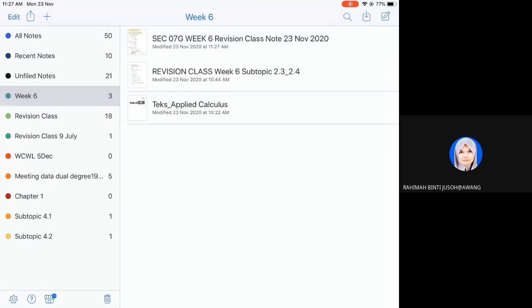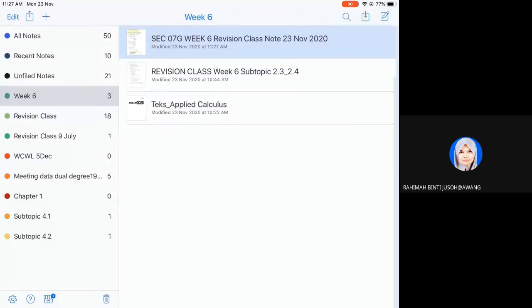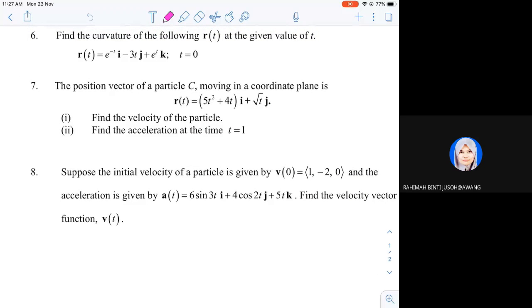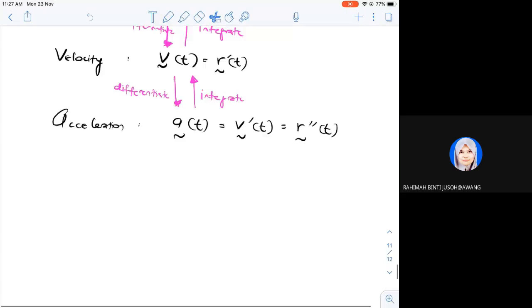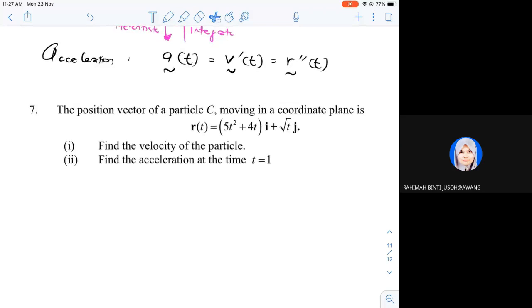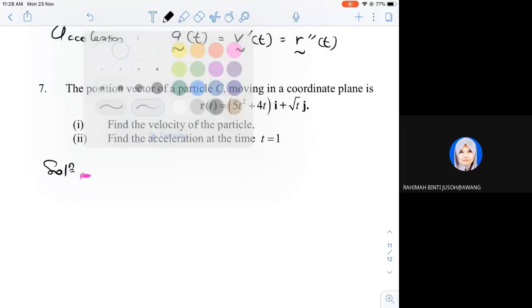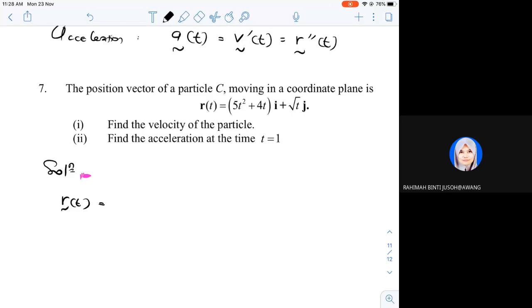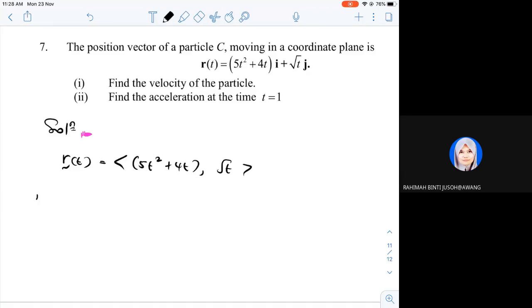Now let's take a look at one question in the revision. Question number 7. This question is quite straightforward. You are given r(t), the position. This is 2 dimensions, so we have 5t squared, plus 4t, and then the square root of t. We need to find the velocity.